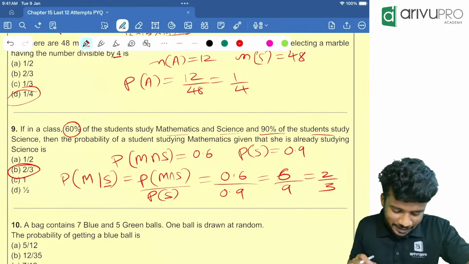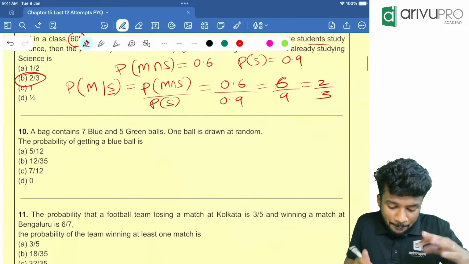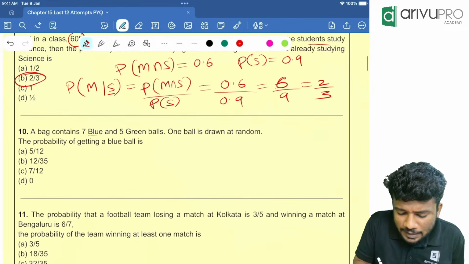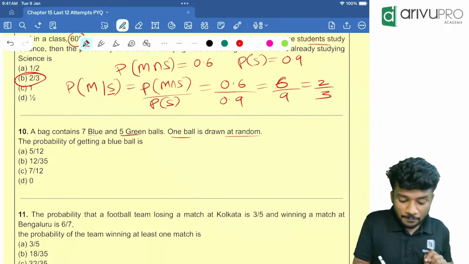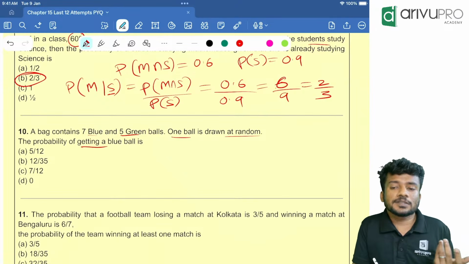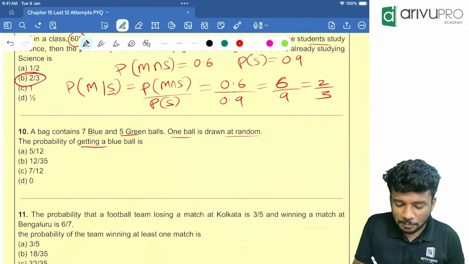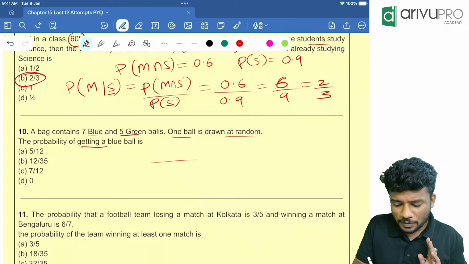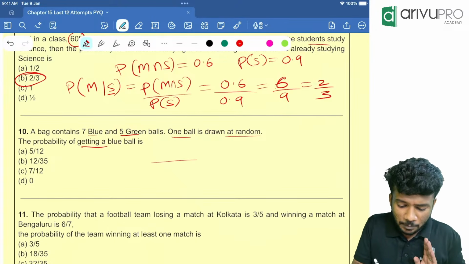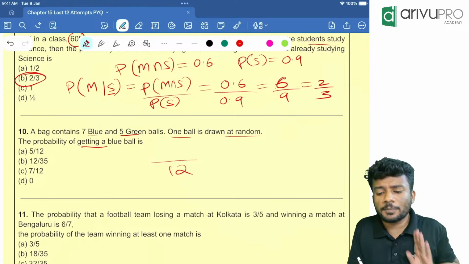Okay. Next one. A bag contains 7 blue balls and 5 green balls. 1 ball is drawn at random. Only 1 is taken. Probability of getting a blue ball is the question. Very easy, direct question. N of S is how much? Total how many balls are there? 12 balls are there. 7 plus 5 is 12. So the denominator is 12.